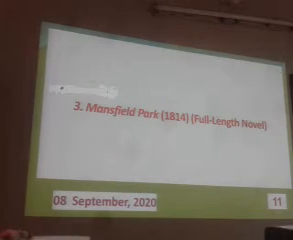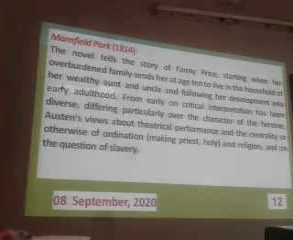A third novel, that is Mansfield Park, that was composed in 1814. It is also a full-length novel. The novel tells the story of Fanny Price, starting with her overburdened family sending her at age 10 to live in the household of her wealthy aunt and uncle, and following her development into early adulthood.